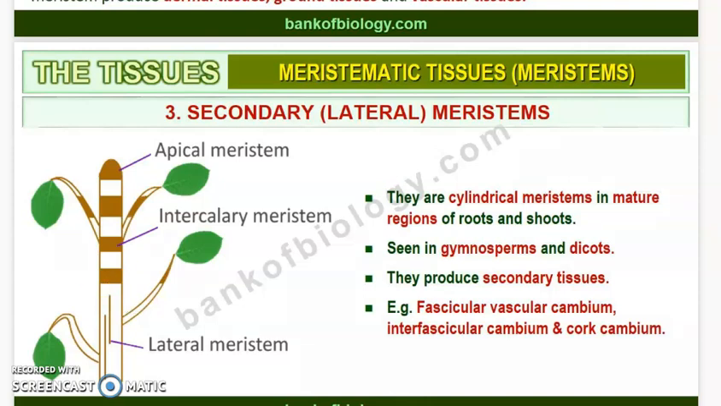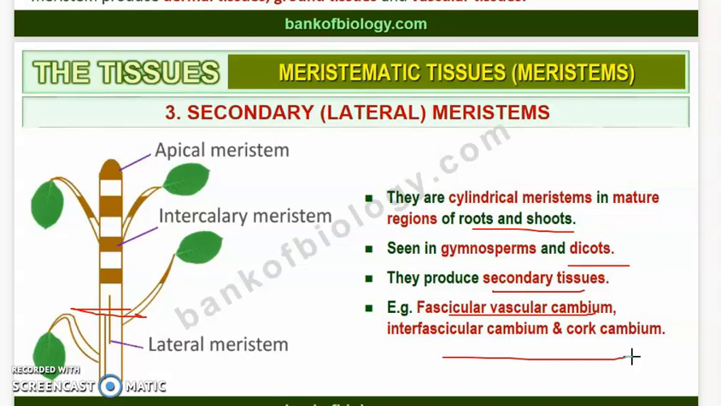growth എന്ന് പറഞ്ഞാൽ അതിൻ്റെ വിത്തിൽ. Okay, so with this part. So this is the width portion, right? So this type of secondary or lateral meristem is found in the growth portion of the root and shoots. Understood it? So this is seen in gymnosperms and dicots, and they produce secondary tissues. And examples of these are fascicular vascular cambium, interfascicular cambium, and cork cambium. Okay, so these are the examples of secondary or the lateral meristem.